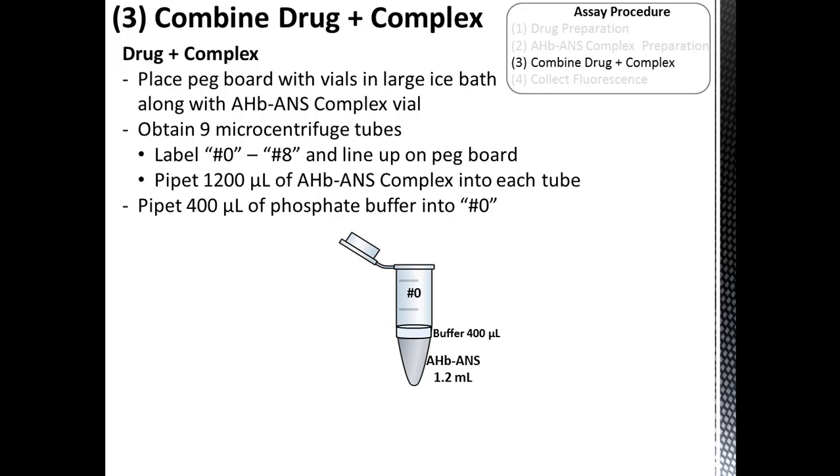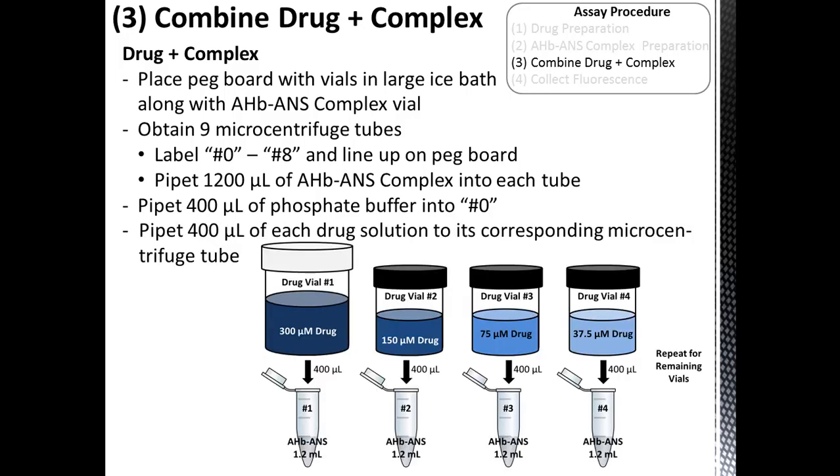Next, just into tube 0, you want to micropipette in 400 microliters of just buffer. This will serve as our protein with no drug. We're going to see how much signal we get just from the protein complex. But into the remaining tubes, you'll want to micropipette in 400 microliters of each drug vial into the corresponding microcentrifuge tube. So from drug vial 1, you want to pipette in 400 microliters into your tube number 1. Take 400 microliters of drug vial 2, add it to tube 2.